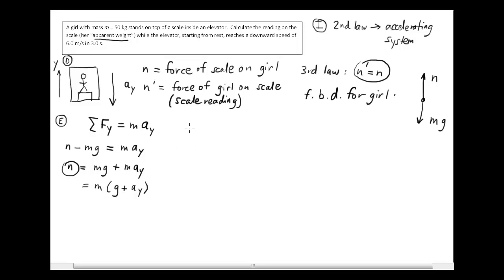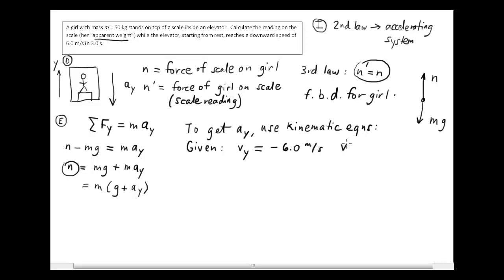So how do I get a sub y? To get a sub y, use the given information and the appropriate kinematic equation. So what are we given? We are given Vy, right? That's the final velocity in the y direction. It says it reaches a downward speed of 6 meters per second, so Vy is negative, not 60, it's negative 6 meters per second, and the sign is very important.